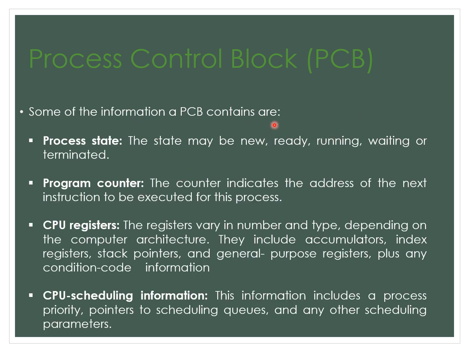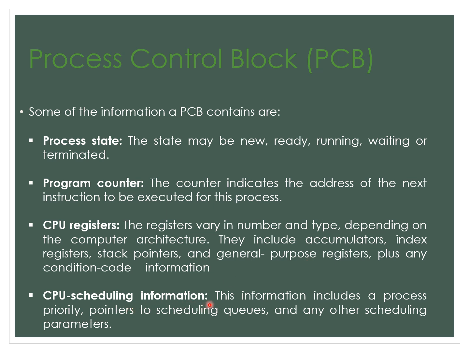Some of the information a process control block contains: process state. We already know we have 5 states that may be new, ready, running, waiting, or terminated. Next, program counter. The program counter indicates the address of the next instruction to be executed for this process. CPU registers. The registers vary in number and type depending on the computer architecture. They include accumulators, index registers, stack pointers, and general purpose registers.